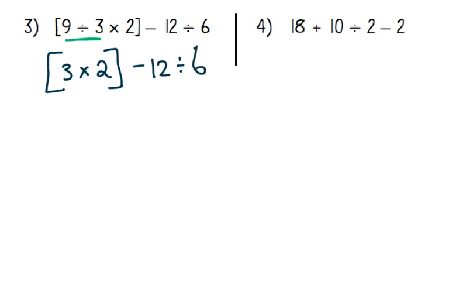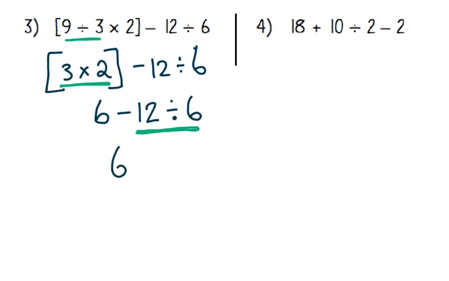We still have to get rid of these brackets, so we still have to start in those first. So we'll do 3 times 2, and we get 6, minus 12, divided by 6. Don't get tricked here and think we do 6 minus 12 first. We always do any division and multiplication first. So we just have to write 6 minus 2, final answer, 4. Did you get that answer?